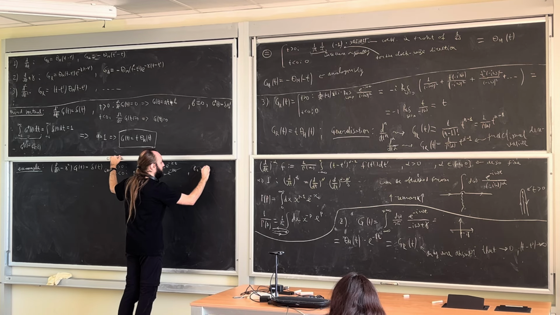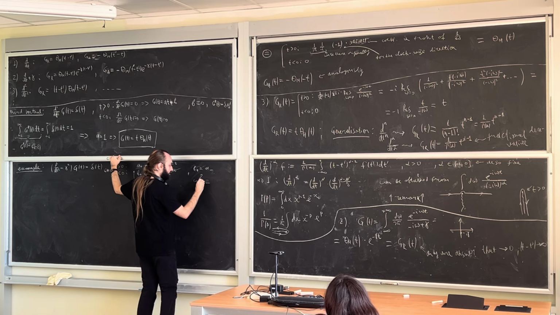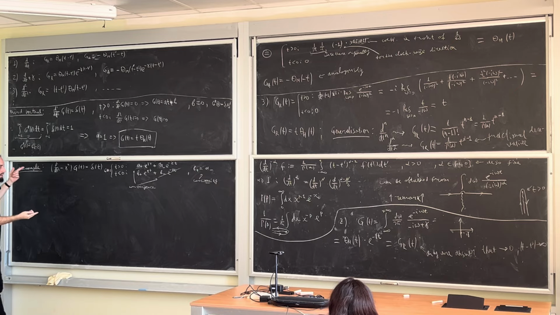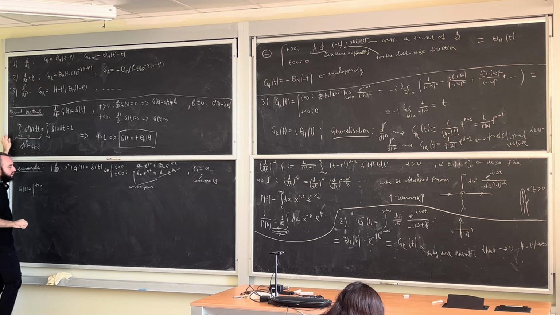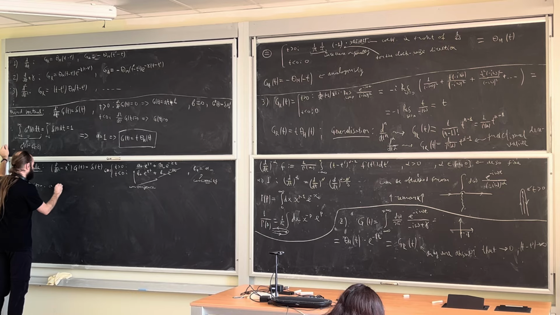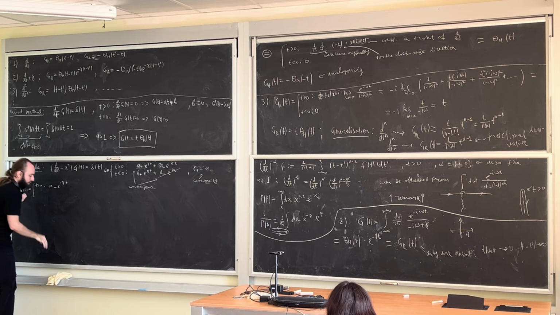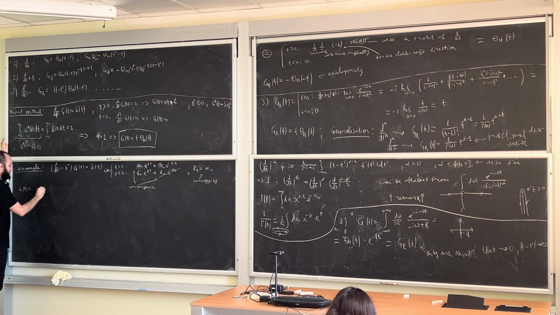B plus should be equal to A minus, by continuity. And when we have this, we can write that G of t equals, for t greater than 0, e to the minus gamma t. Oh, we can write it as a single expression: e to the minus gamma absolute value of t.